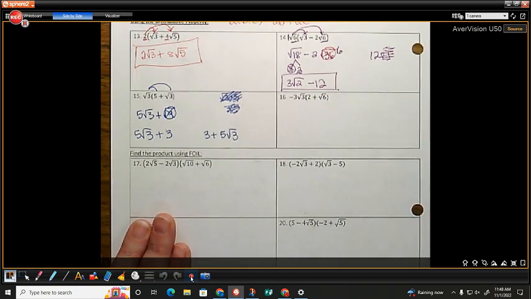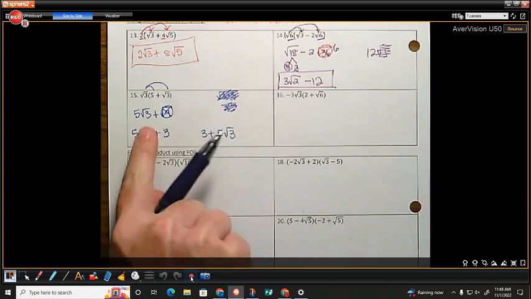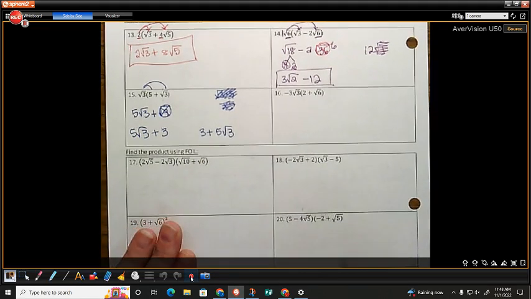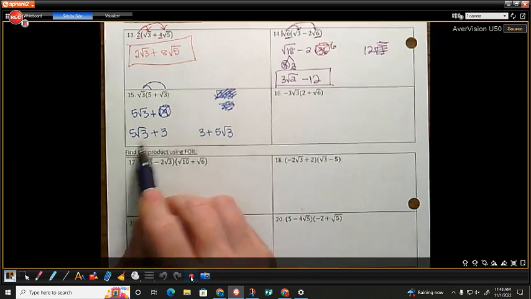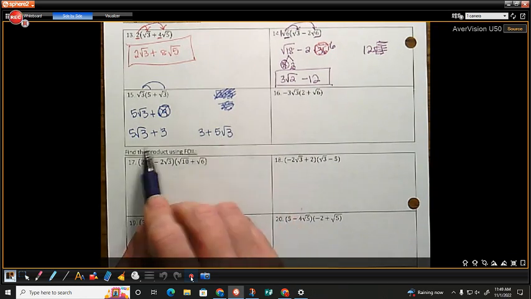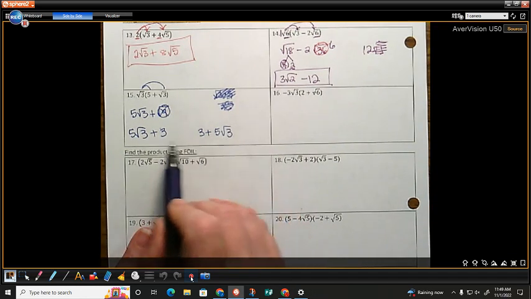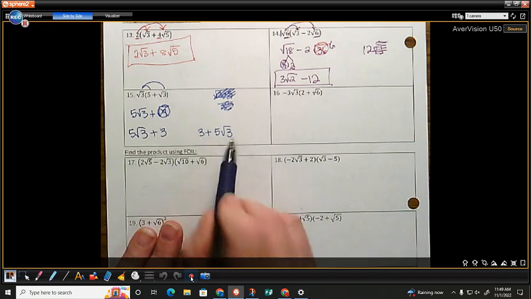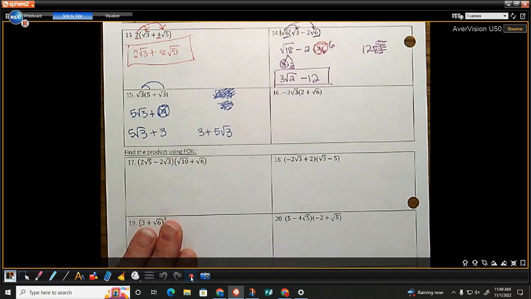I got 8. Well, how did you get 8? I didn't put the 5 root 3. So you just put the 5 and then you did 5 plus 3? Yeah. But notice, guys, you can write these in either order. Addition is commutative. And so you can do cats plus dogs, or you can do dogs plus cats. And that's the same thing.